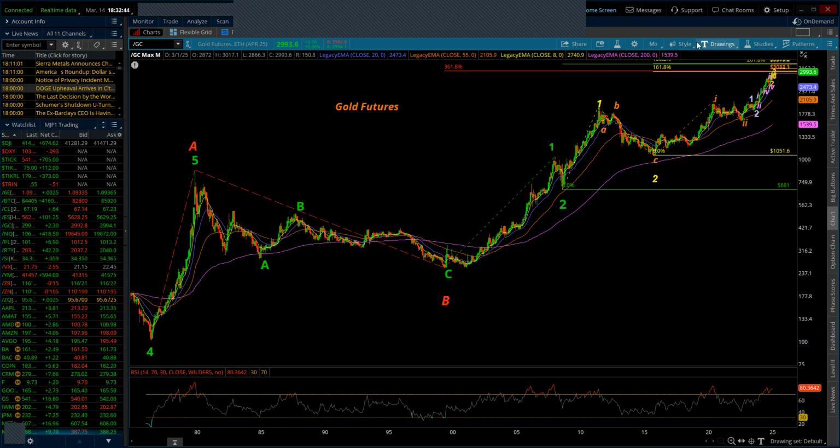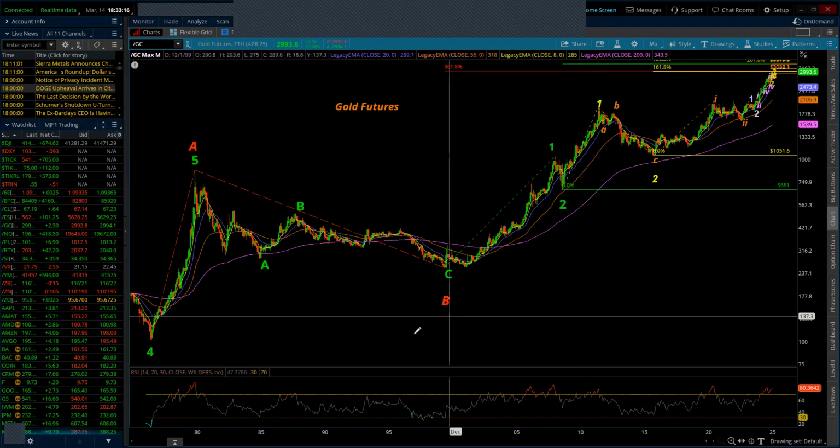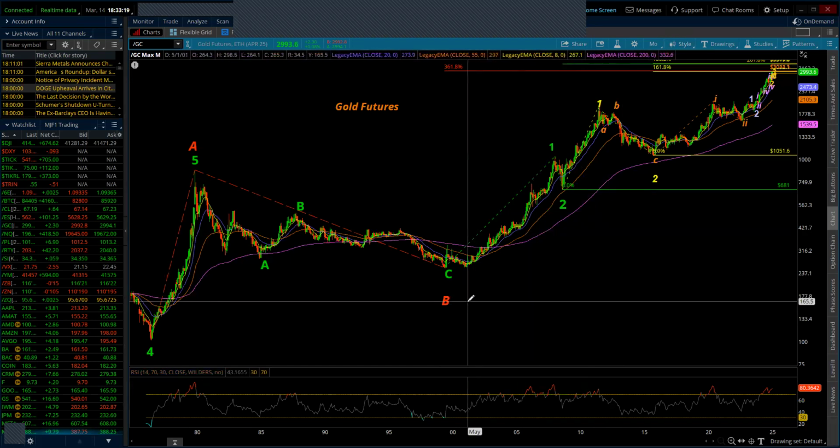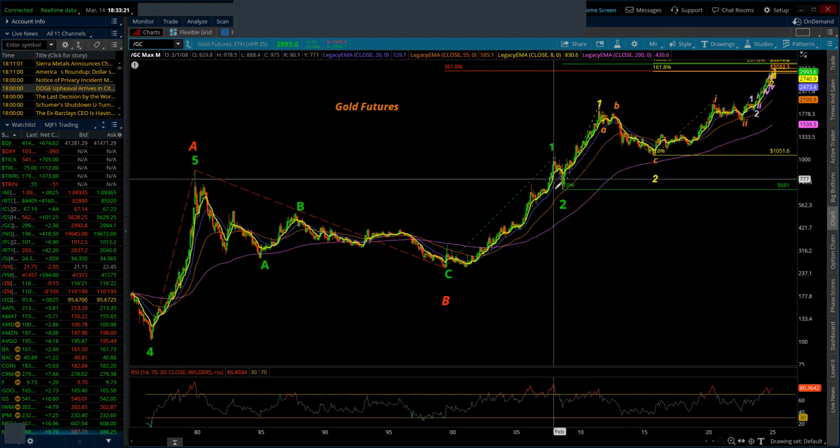I've just recolorized a lot of the fibs, adding some additional. I believe on my big picture, where gold is trading is within a cycle degree C wave up. That cycle degree C wave up will consist of 5 waves of primary degree, of which we've completed waves 1 and 2. So we're in that cycle C wave. It'll have 5 waves of primary degree. 1 and 2 are complete.